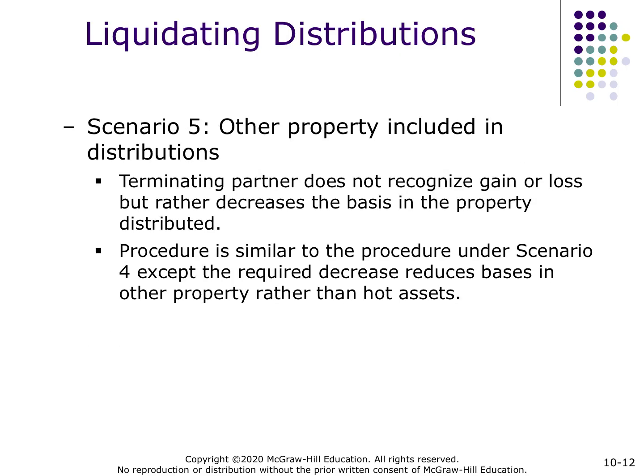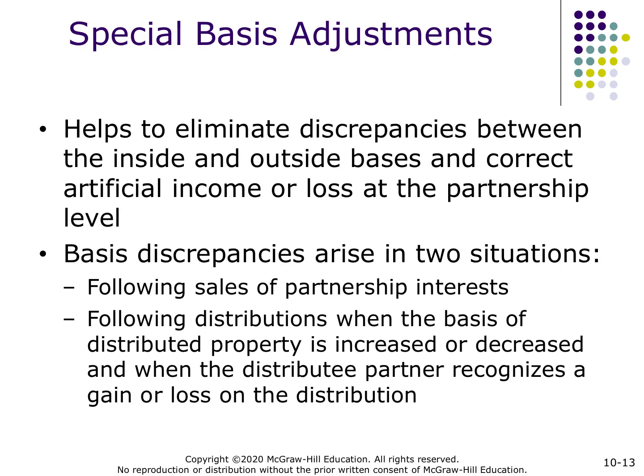The last scenario is scenario 5. And so here is the kicker here. The terminating partner does not recognize gain or loss, but decreases basis in the property, okay? And so we're similar to scenario 4, except here you reduce basis in other property, not the hot assets, okay? So again, we're not going to go into the details of the calculations for these, but it's important to understand the nuts and bolts of the different categories.